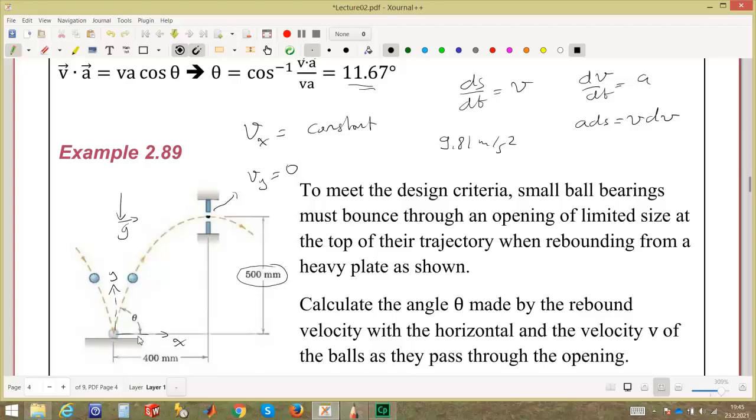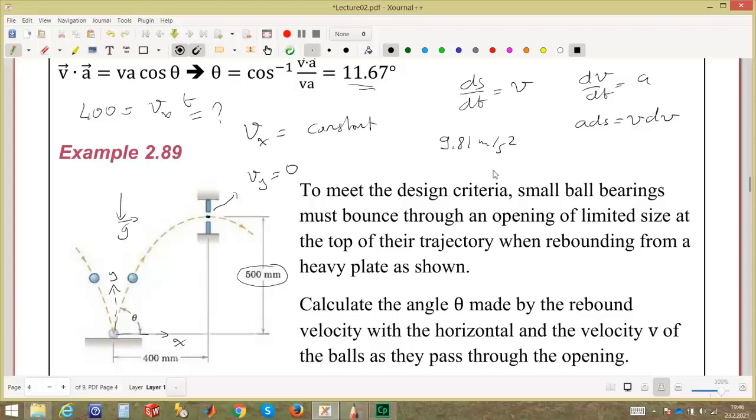For the Vx part, I can't do much because I know the distance, this is 400, and Vx is constant. As a result, 400 millimeters will be equal to Vx times time. That's good, but I don't know time. I could find time because I know this will happen throughout the motion. In the y-axis, 500 millimeters, this particle will be moving up, and there's this acceleration.